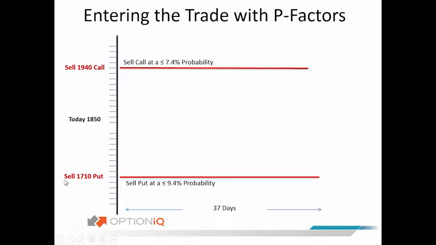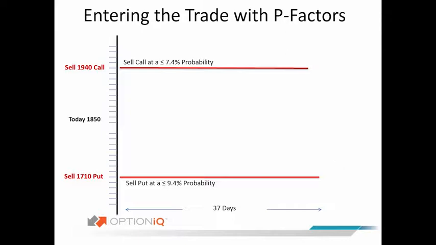Also on the bottom, we're going to sell a 1710 put option. So this is different from what we're doing up on the top. We're doing a put option down here on the bottom. And the put on the bottom, the rule that we're going to follow is always less than or equal to 9.4%. So for this example, we're just going to assume that the top is 7.4 and the bottom is 9.4. So again, the probability of this market dropping from 1850 and going low enough that the price goes below 1710 is not very likely, but there is about a 9.4% probability that that could happen. So that's how we're going to enter the trade with those P factors.